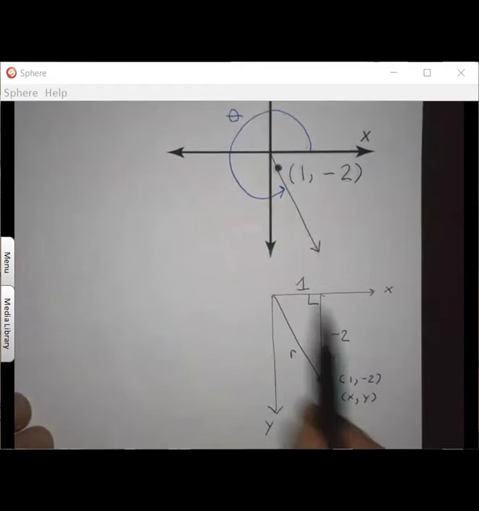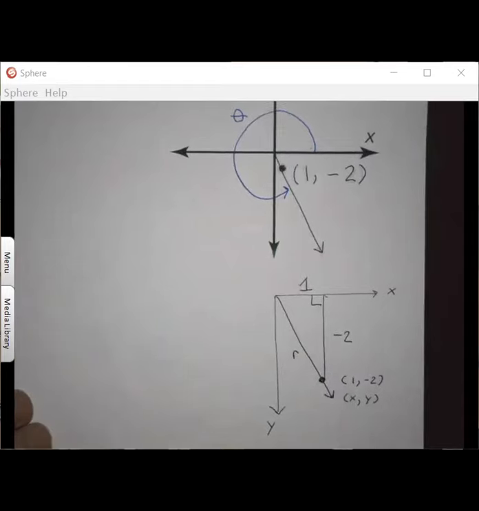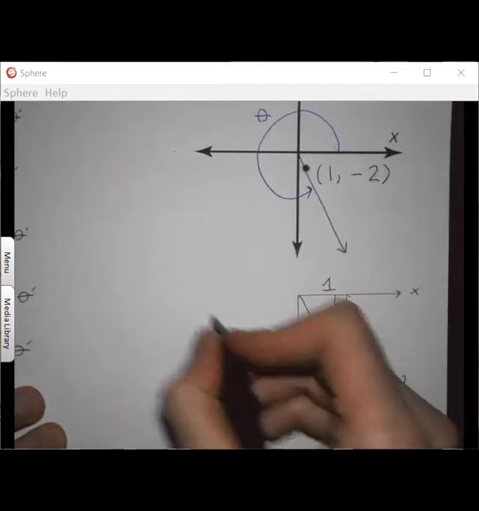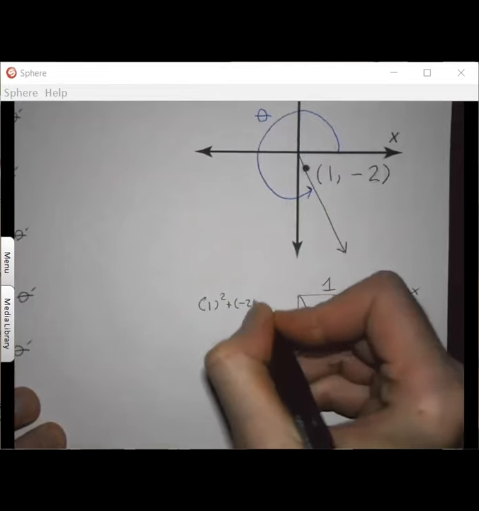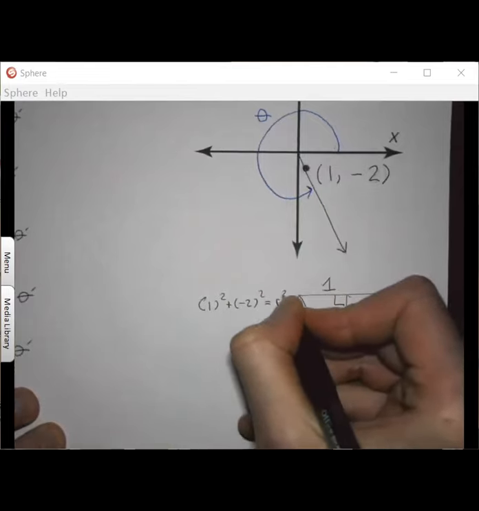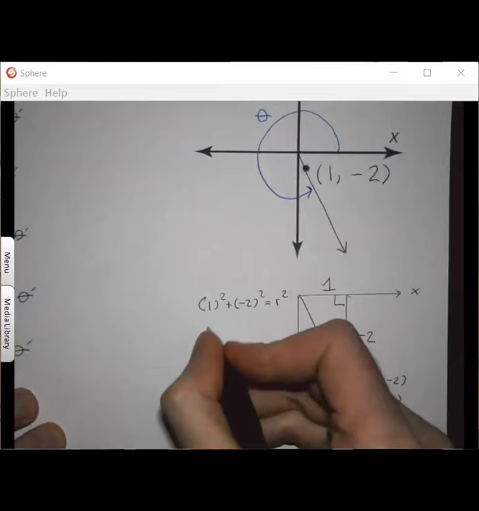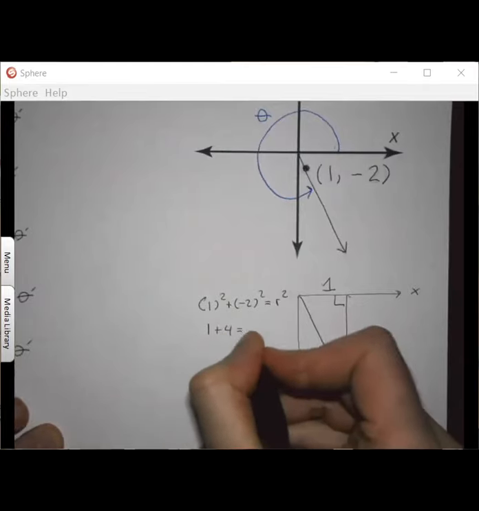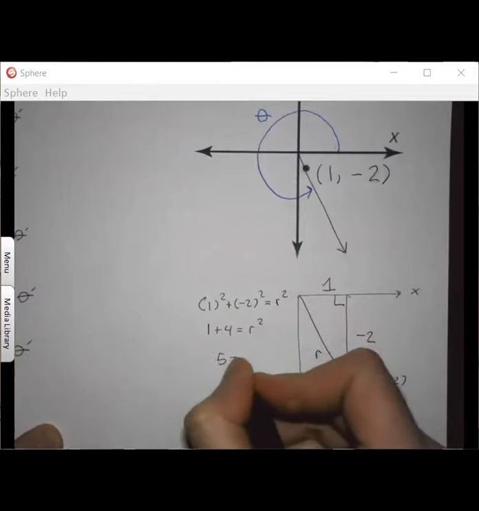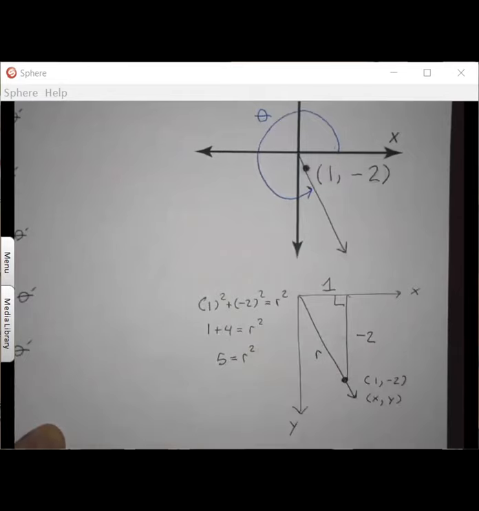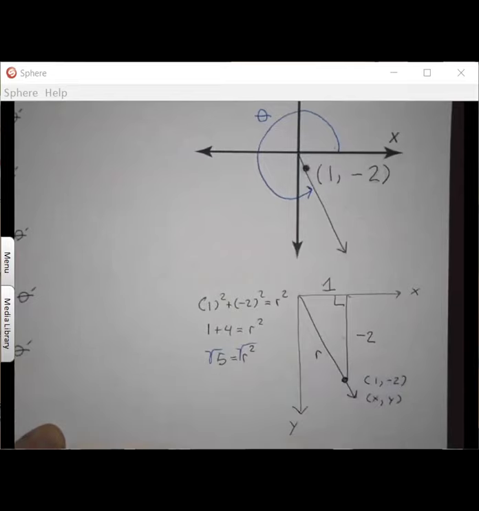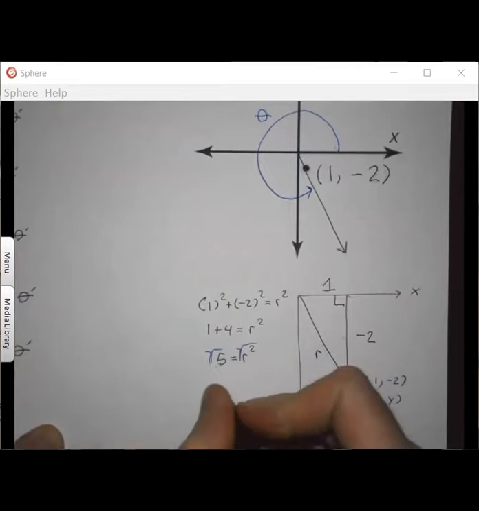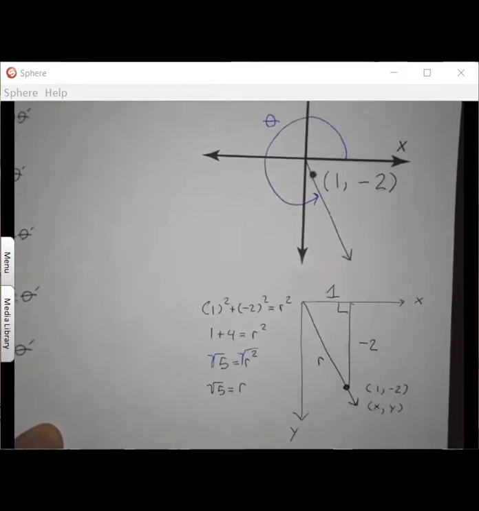Pythagorean theorem, a squared plus b squared is c squared. So 1 squared plus negative 2 squared is going to be r squared. Or 1 plus 4 is r squared. 5 is equal to r squared. We can square root both sides. So my r is equal to the square root of 5.